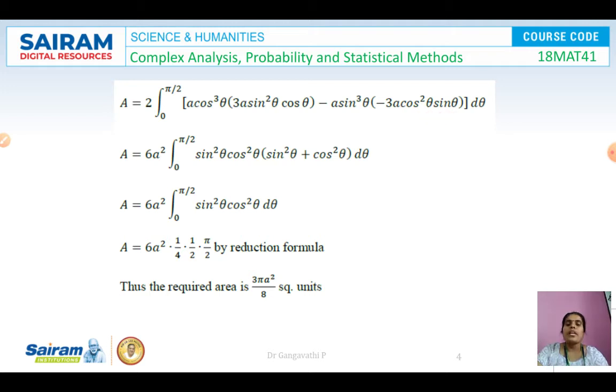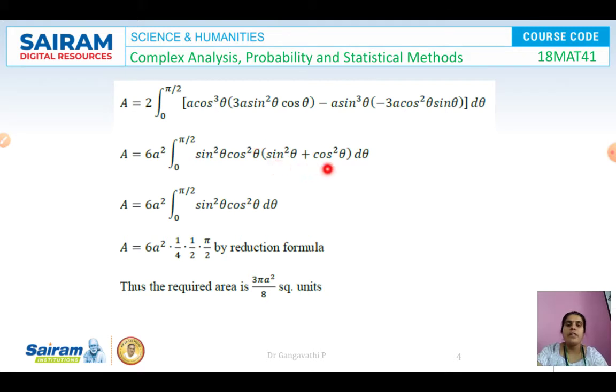sin theta. So what we can do is, from both the terms we can take out sin square theta into cos square theta as a common term. We get 6, since 2 and 3 have already been taken outside from both the terms. a square has also been taken outside. So with sin square theta and cos square theta taken out, here we have cos theta into cos cube theta, which is cos to the power of 4, and cos square has been taken outside, and sin square also has been taken outside.